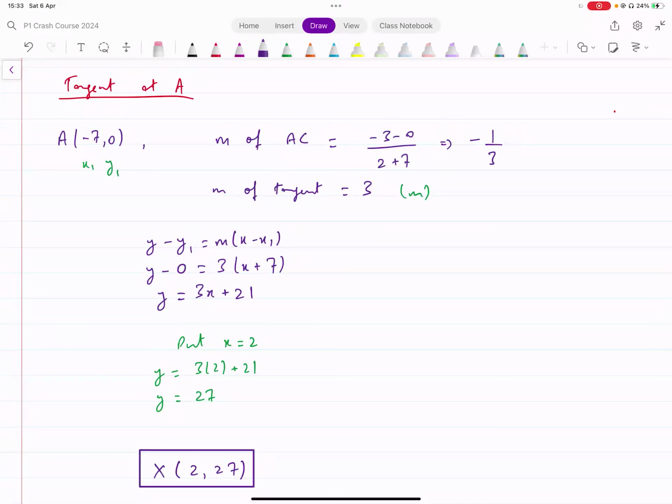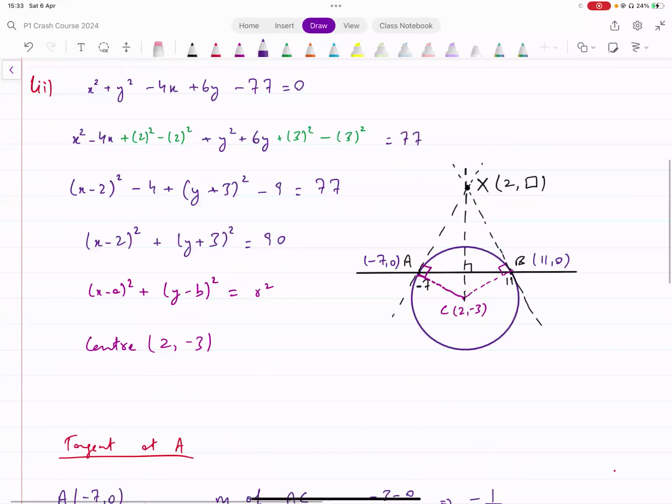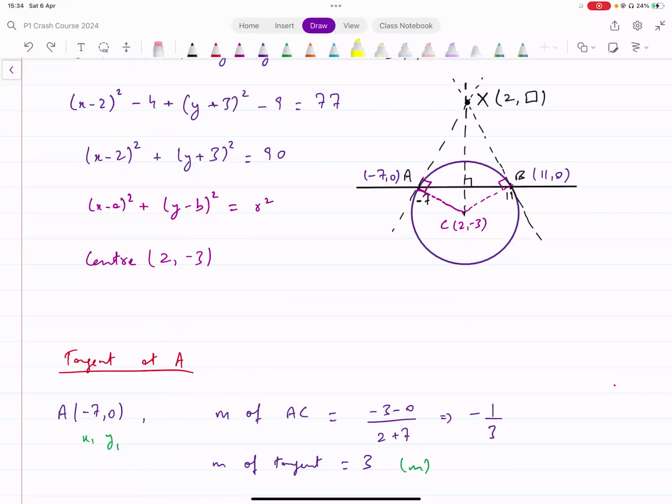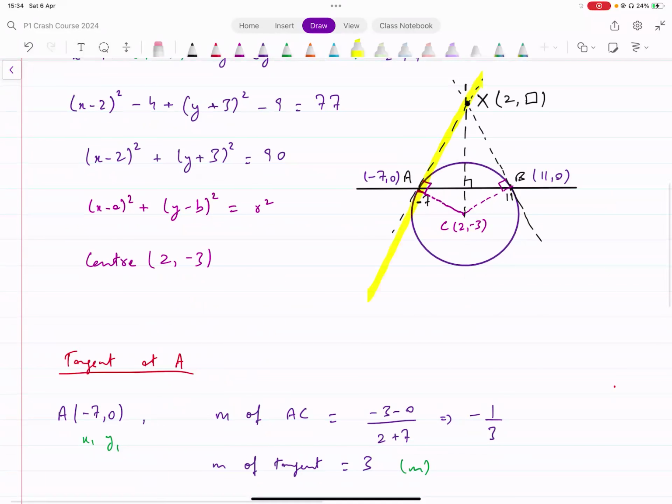Okay. Since AB was horizontal, we could figure out that XC is supposed to be vertical. And from that, we found the x coordinate of that point already. Then we could just input that x coordinate in the equation of the tangent that we found, because point x lies on this tangent as well. So it has to satisfy the equation of that tangent. We put x equal to 2 in that, we get the corresponding value of y. And that's what we were looking for.